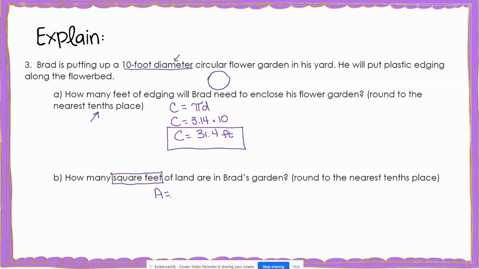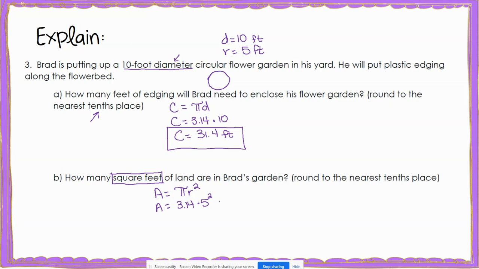Well, we know that the formula for the area of a circle is area equals pi times radius squared. The problem with this is that if we go back to our problem, we were not given the radius. We were given the diameter. But if we know that the diameter is 10 feet, then we know that the radius is 5 feet because the radius is half the diameter. So I'm going to take this 5 and plug it into my formula. So area equals pi, which is 3.14 times 5 squared.